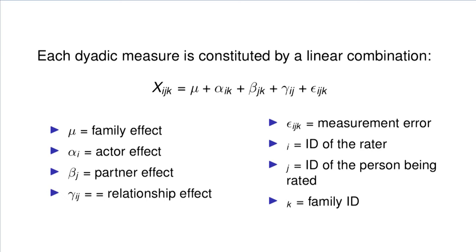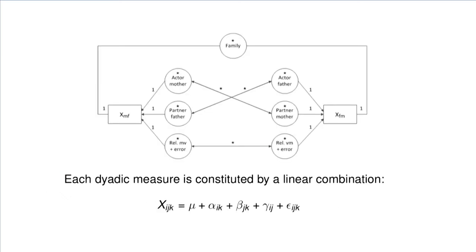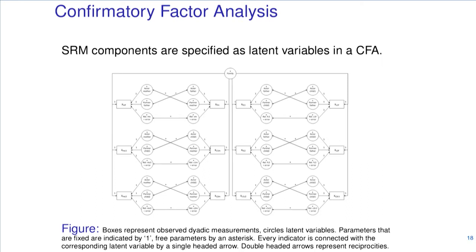There's something left. And in case you only have 3 people, the family effect and the measurement error are intertwined, so you cannot separate them from each other. Okay, so this is the equation, and this is the model here. It's a model for one single dyad, and this is the model in the whole family.